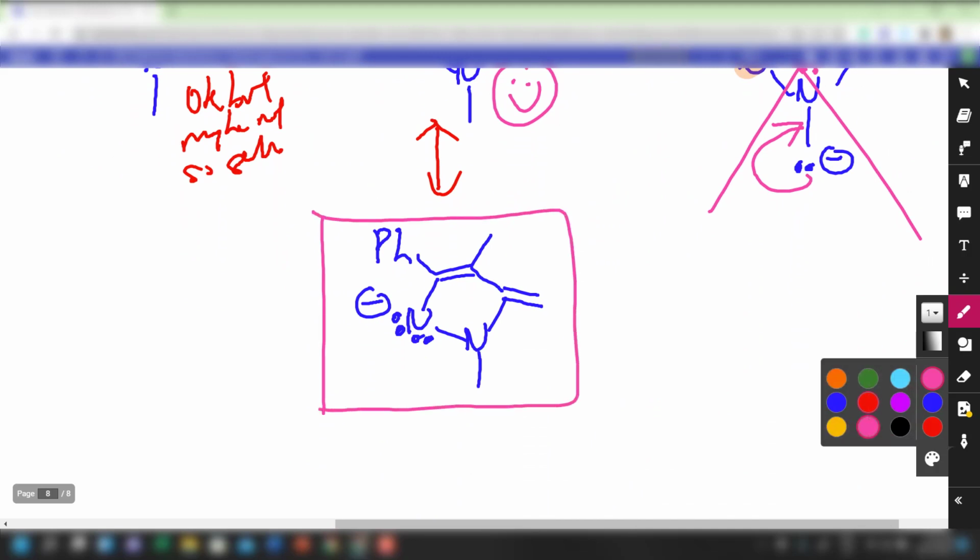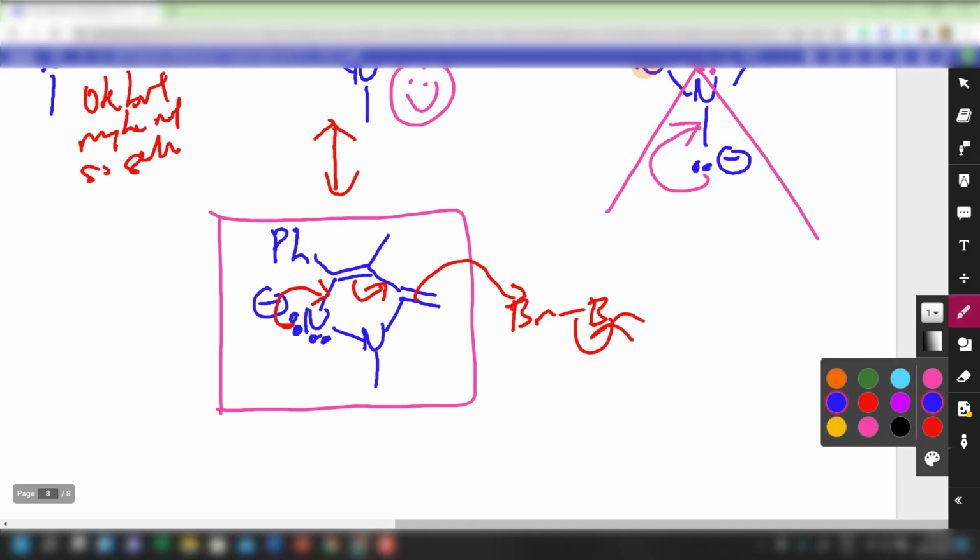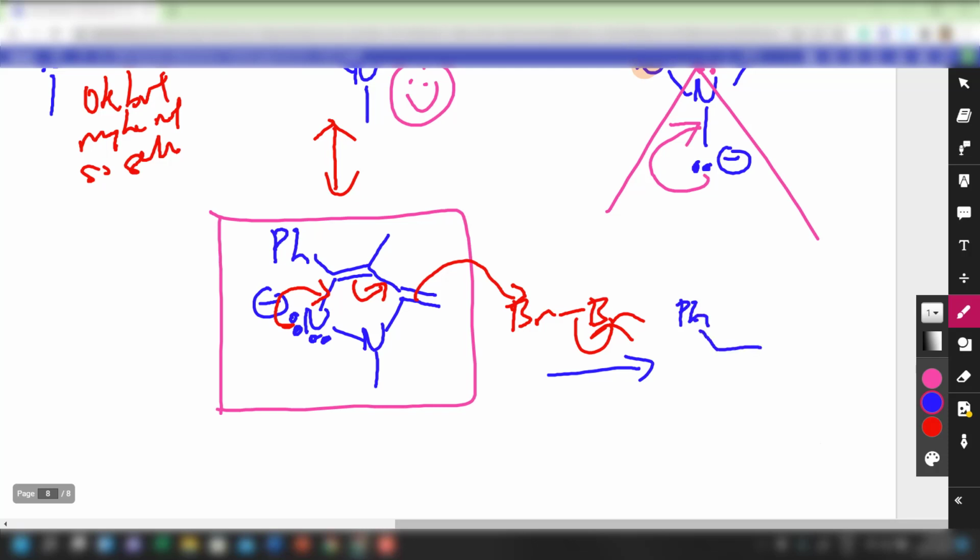What happens next is the bromine will undergo electrophilic addition. When I push back the electron densities, the Br bond will break. So eventually the product I'm going to draw will look something like this: the phenyl ring, and then N, like this, and a Br over here. So this will be the answer I'm looking at.